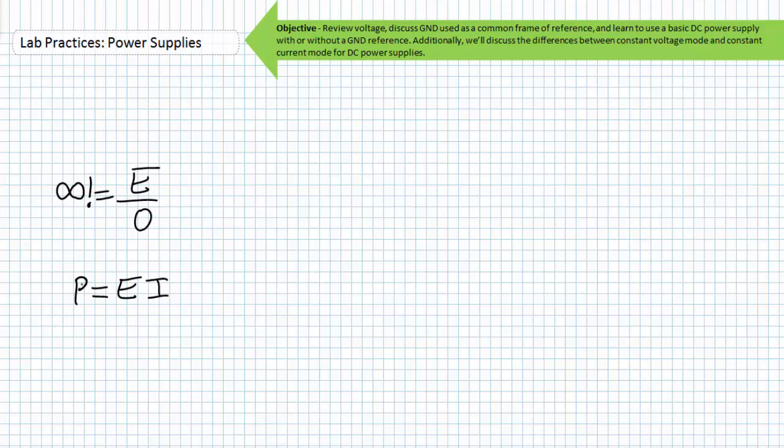Recall that power is the product of voltage and current, and if our device was truly capable of providing infinite current for a constant voltage value, this means this device would be infinitely powerful, an obviously unachievable device.